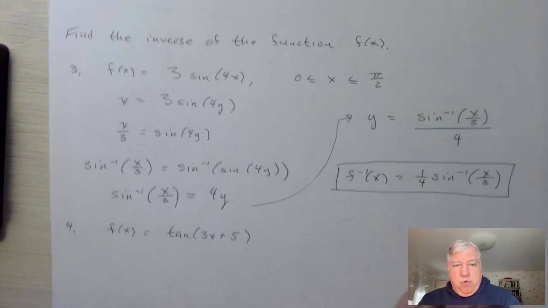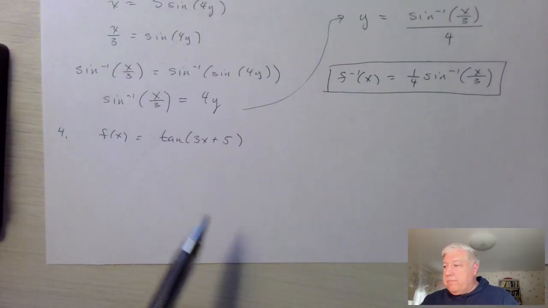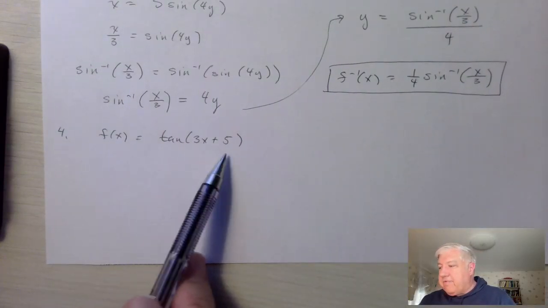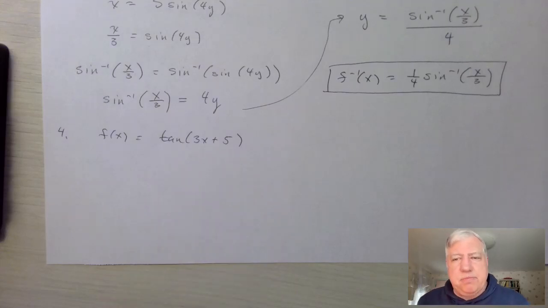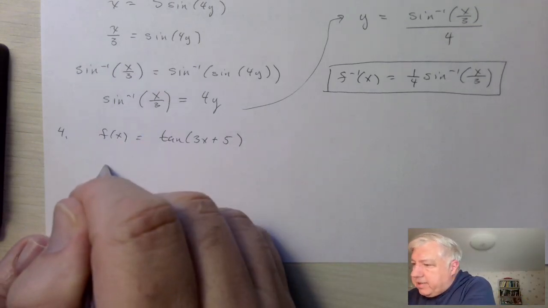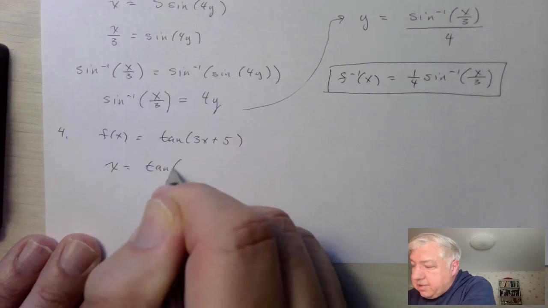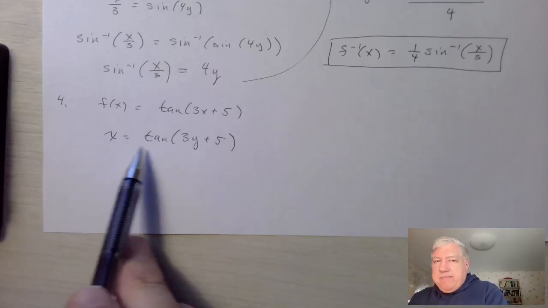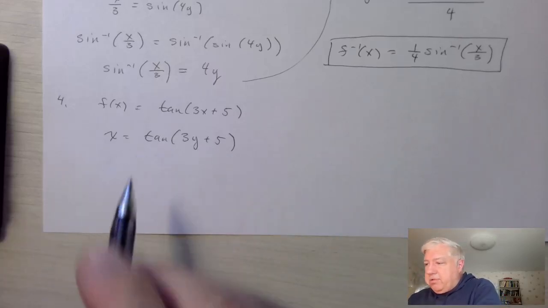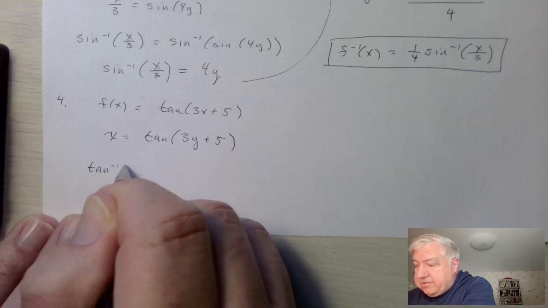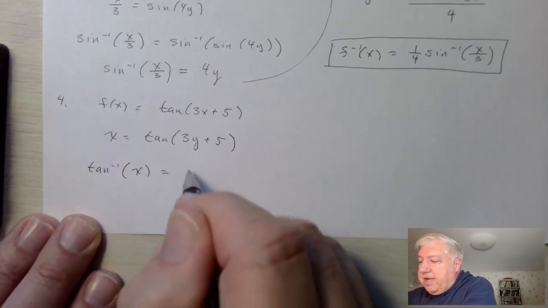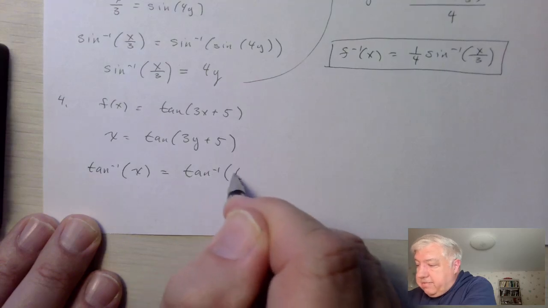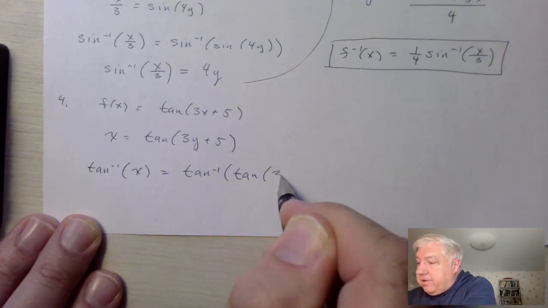All right. One more example. Here f of x is equal to the tangent of 3x plus 5. We don't have to worry too much about restricting things because the domain of the tangent is all real numbers. So we'll write x equals the tangent of 3y plus 5. Now we have the tangent of something all by itself, so we'll apply the inverse tangent to both sides. So the inverse tangent of x will be the inverse tangent of the tangent of 3y plus 5.